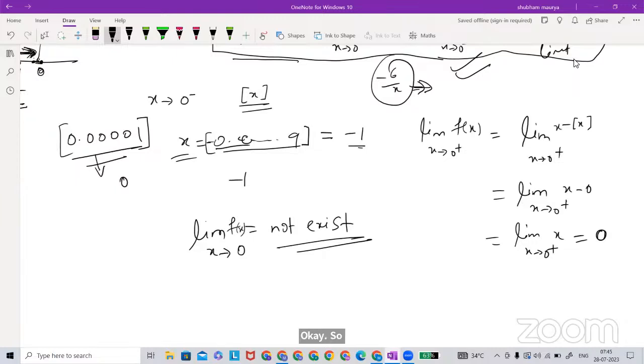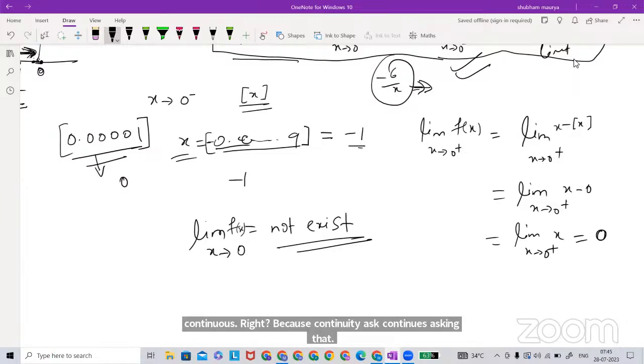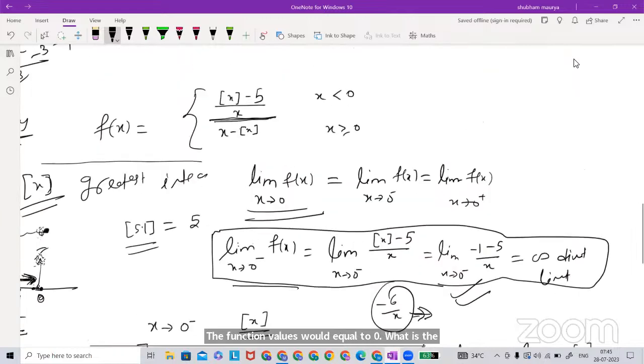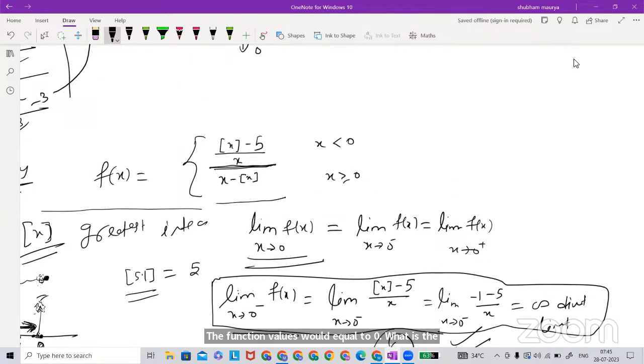So at 0 the limit does not exist, so how could it be continuous? Because continuity asks that the limit should equal the function value. What is the function value at 0 for this function? 0, sir. 0, right? Here the case greater than or equal to 0 applies, so our function at 0 is 0 minus greatest integer of 0, which is 0.